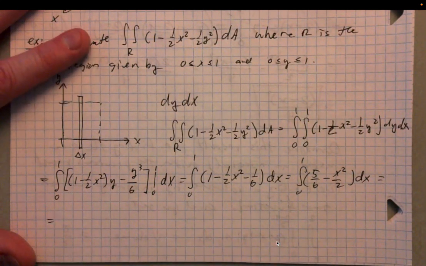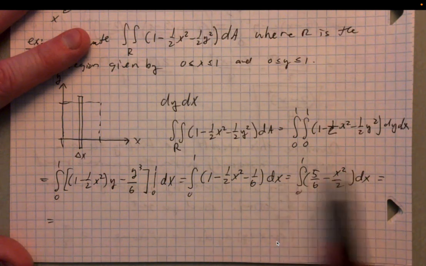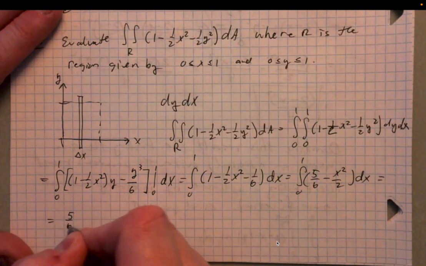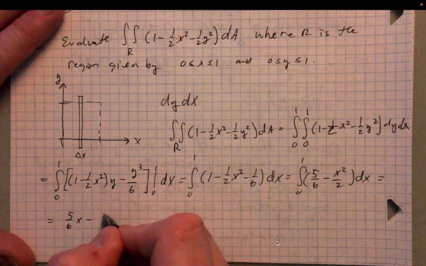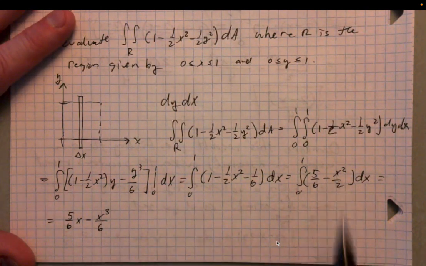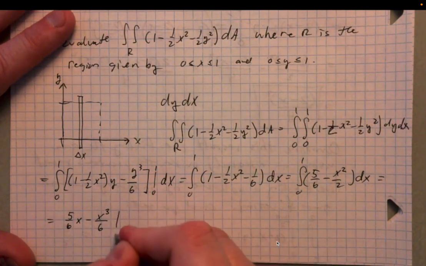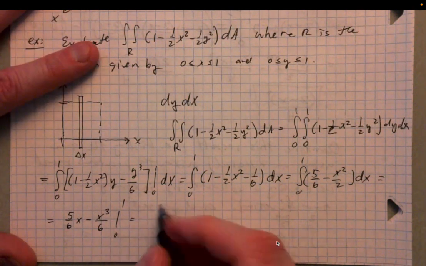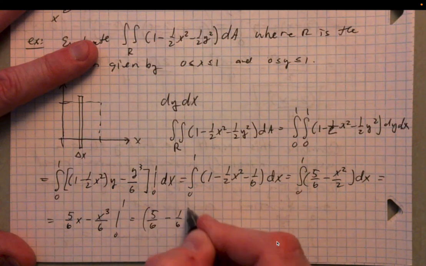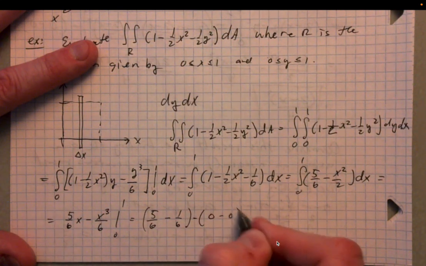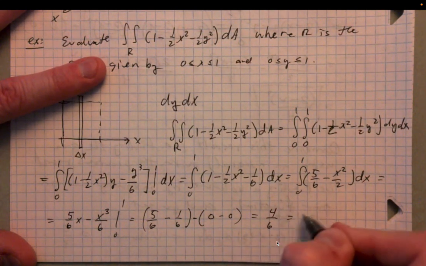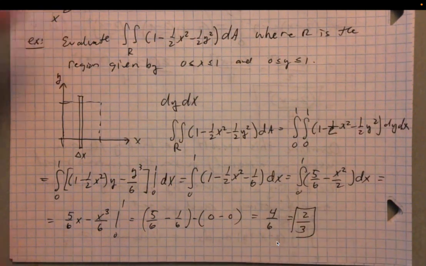Then we have to do the outer integral. The outer integral is just going to add an x to everything, and so I get 5/6 x minus x cubed over 6, going from 0 up to 1. So what do I get here? I get 5/6 minus 1/6, and then minus 0 minus 0. And so I get 4/6, which is 2/3.